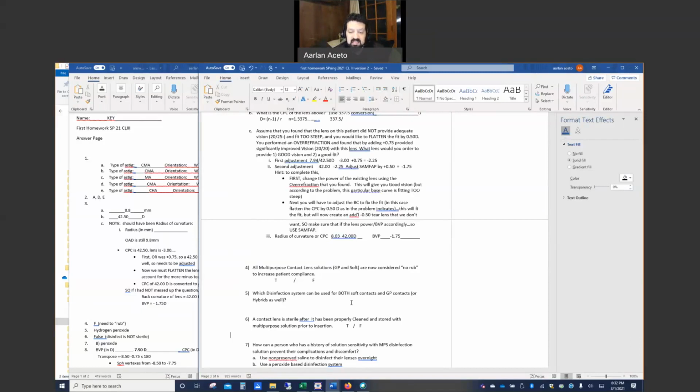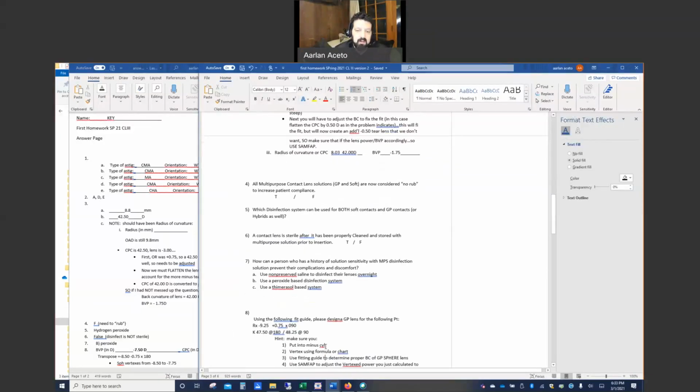We don't sterilize our contacts every time. We only disinfect them. So this would be false. We disinfect them, we don't sterilize them. How can a person who has a history of solution sensitivity, multipurpose, prevent their complications, discomfort? And disinfect the lens. Here it says use non-preserved saline to disinfect their lenses overnight. You can introduce non-preserved saline for somebody who's sensitive, but that's not a system that will disinfect your lenses.